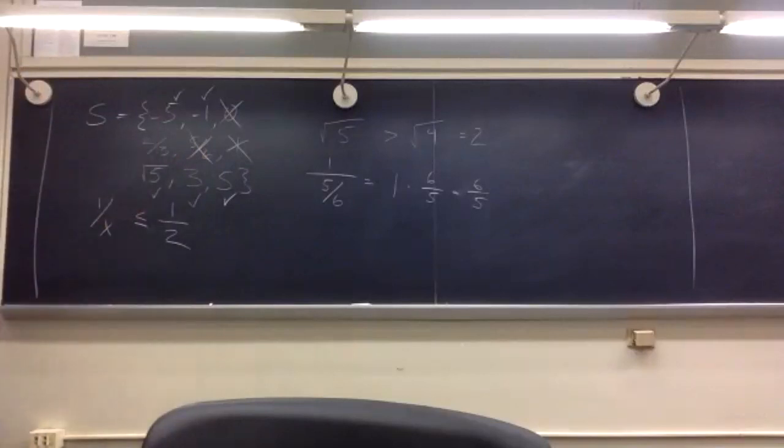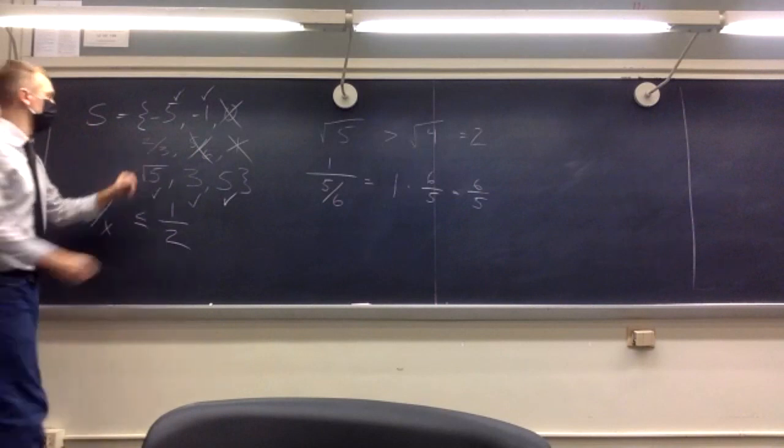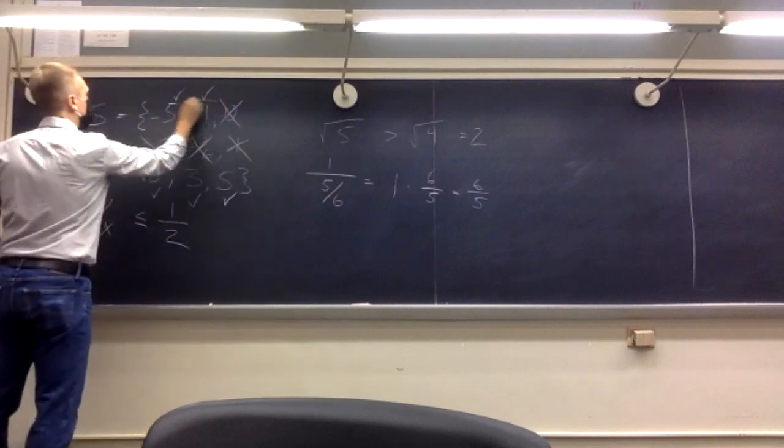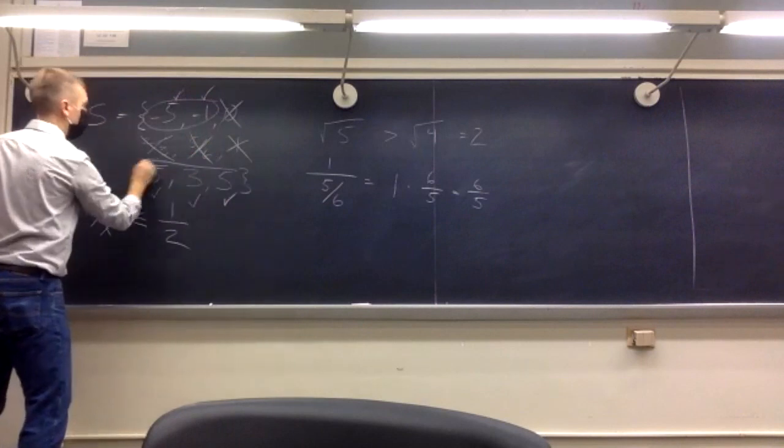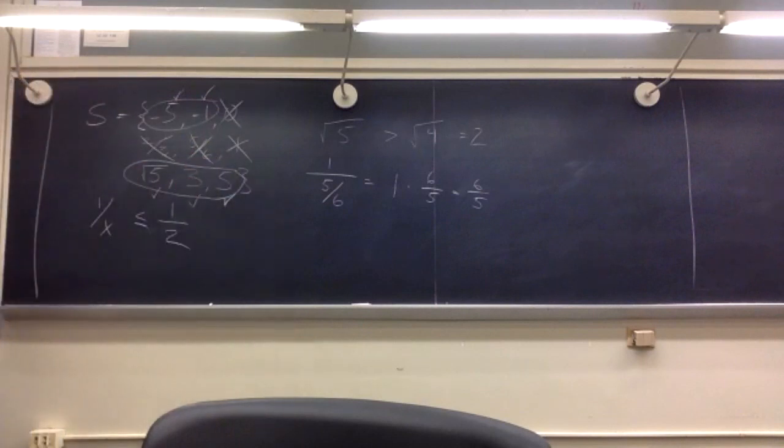And what's going to happen with 2 thirds is the exact same thing. We're going to get 3 halves, and 3 halves is bigger than 1 half. So that's it. So here they are. These 5 numbers work.